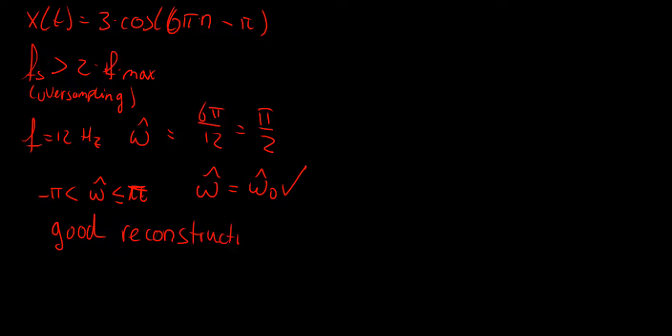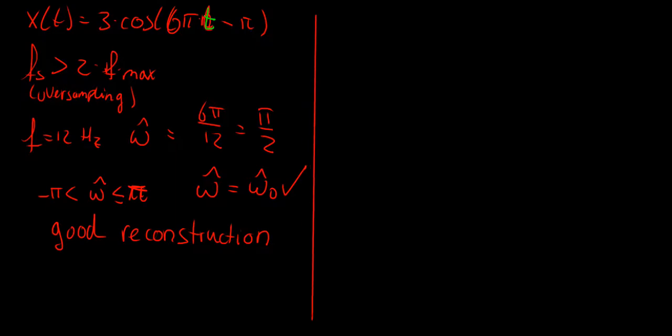The actual function that we give, 3 times cosine of 6 pi t minus pi, we will obtain. Oh, sorry, this should be a t. Excuse me. So we will get the exact function back.